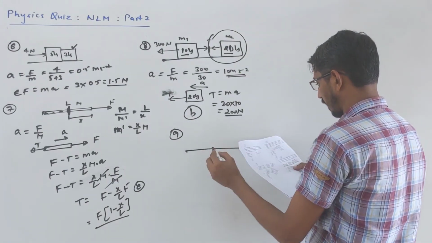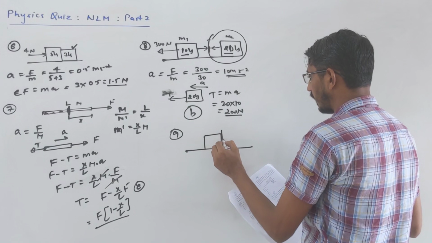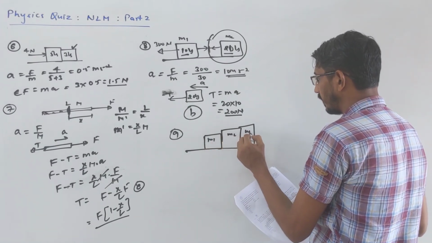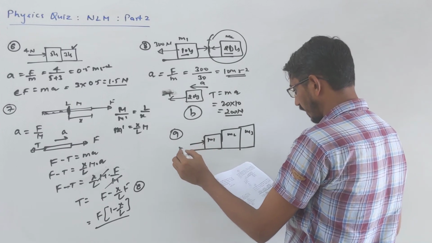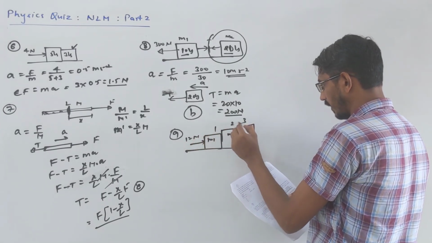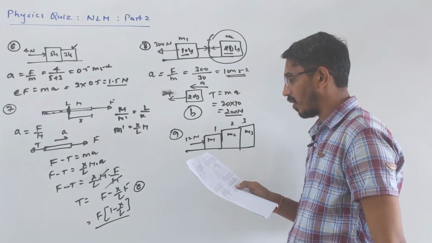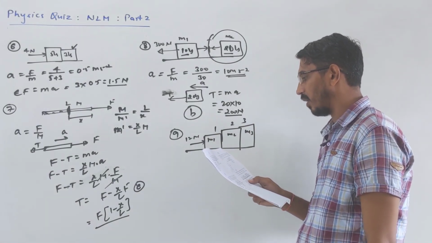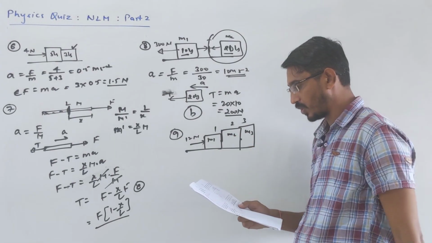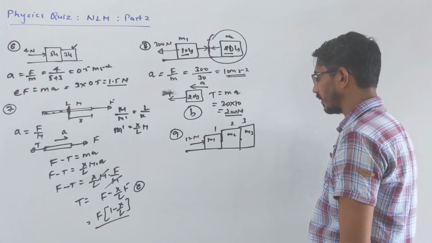So three blocks are given. Block M1, block M2 and block M3. Force is applied here, and how much is applied? 12 Newton. Mass is given 1 kg, 2 kg and 3 kg. So they are asking what is the contact force acting on the M2 block. On this we have to find, there are two contact forces we will see. We have to find both.